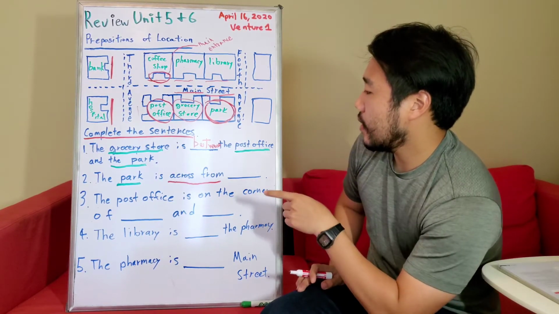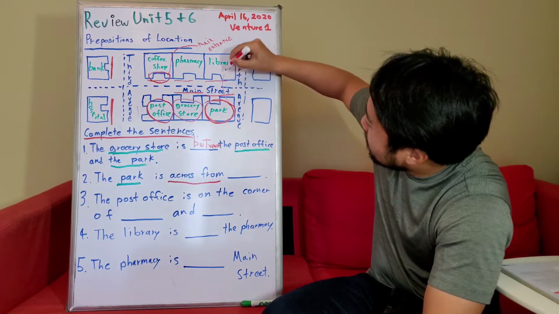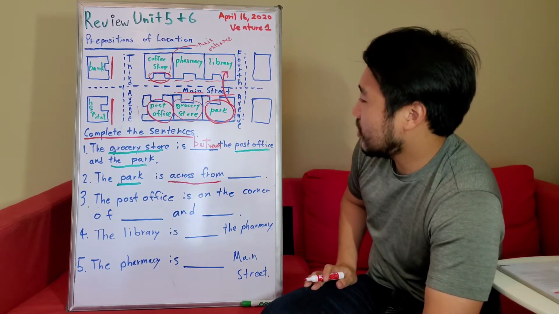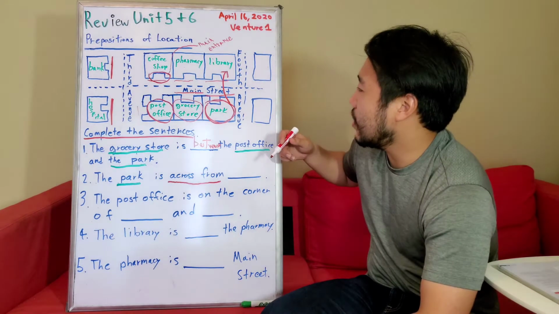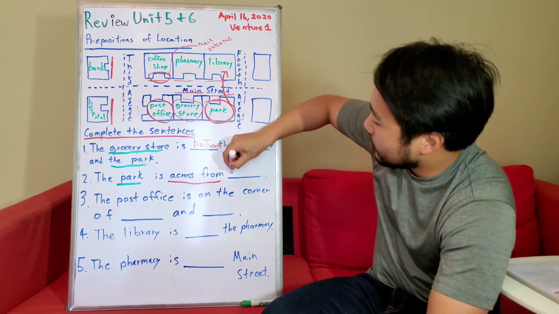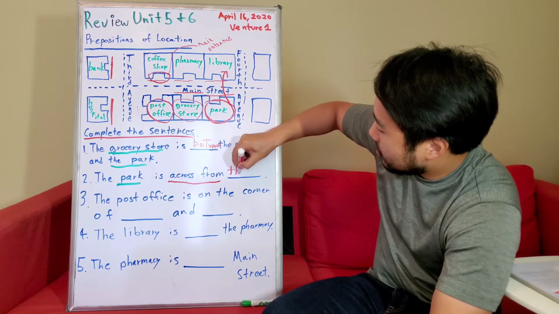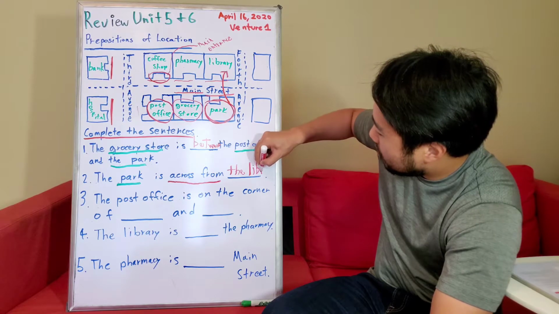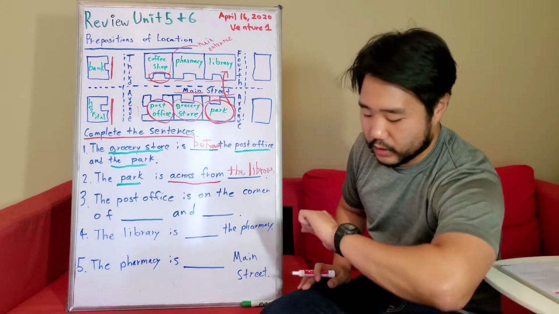Now going back to the park. The park is across from. Across means like this. So what's across from the park? It's the library. Sorry, across from the library. Okay, the park is across from the library.